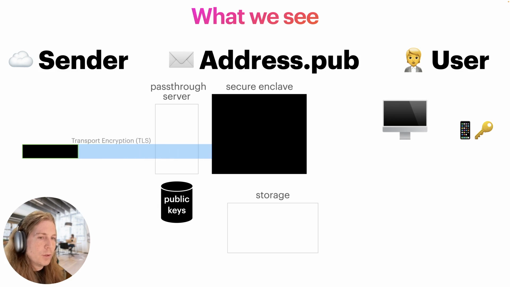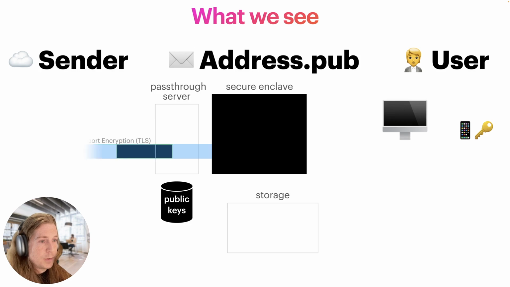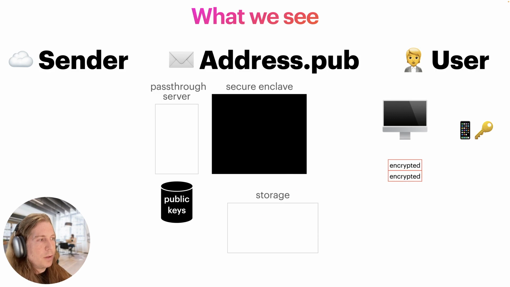We can see the establishment of a TCP session that we relay into the secure enclave because it's just traffic over the network. Then we can see that a public key is fetched from our database and an encrypted payload pops out to storage. We'll also see that a user fetches the encrypted payload, but beyond that, we don't even know if this user can decrypt the message.